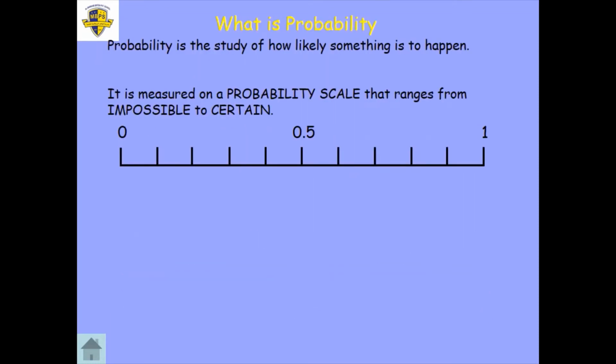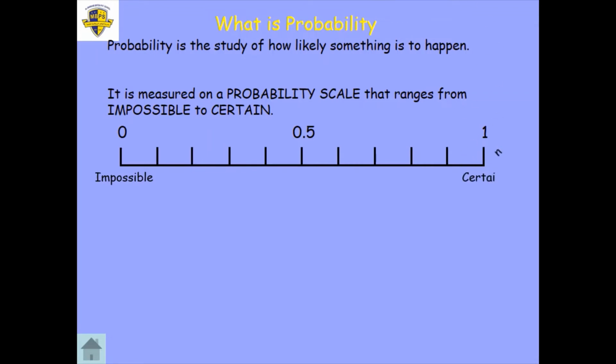Now, let's revise what's probability. Probability is the study of how likely something is to happen. It's measured on a probability scale that ranges from impossible to certain. Impossible, since something that has no chance of happening is impossible. It's said to have a 0% chance of happening.